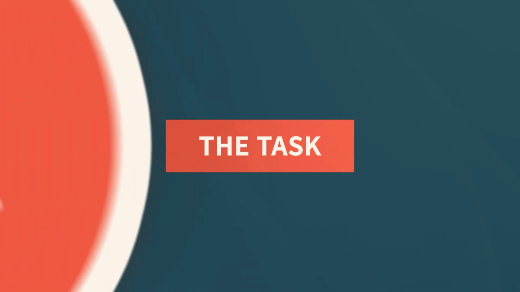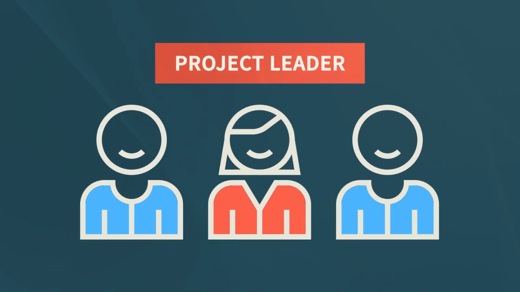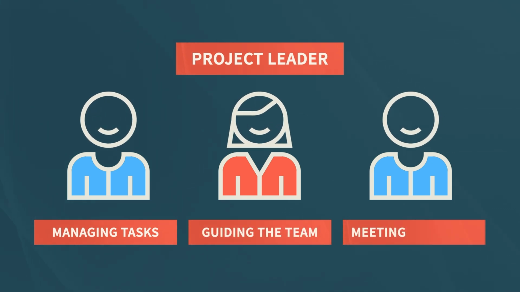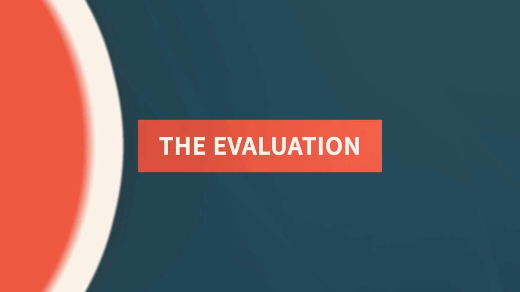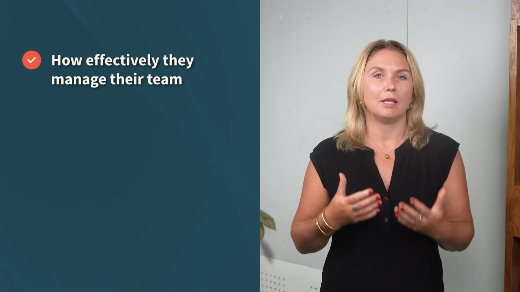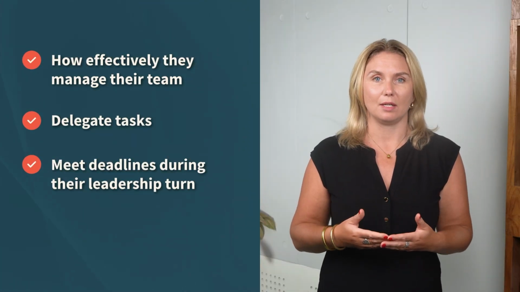The task. Assign students to groups where they each take a turn as project leader, managing tasks, guiding the team, and meeting deadlines. Use peer and self-evaluations post-project to assess their leadership skills like communication, empathy, and influence. This approach highlights interpersonal skills, adaptability, and motivation, qualities AI cannot replicate. The evaluation. Assess students on how effectively they manage their team, delegate tasks, and meet deadlines during their leadership turn. Use structured peer and self-evaluations to gather feedback on communication, empathy, and influence, looking for examples of how they motivated others and adapted to team dynamics.